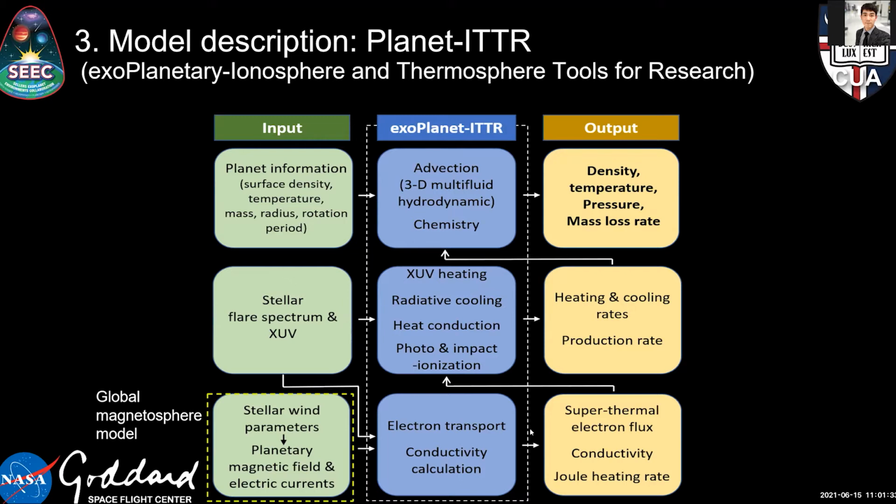In the main body of Planet Eater, we calculate advection in 3 dimensions and chemistry, and this also includes XUV heating, radiative cooling, heat conduction, and photo and impact ionization. And as I mentioned, we also calculate superthermal electron transport and conductivity. The main output of Planet Eater is density, temperature, pressure, and mass loss rate. And along the way, we can also get the superthermal electron flux, conductivity, and Joule heating rate.